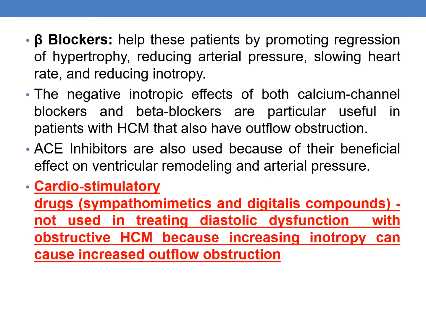Next are beta blockers. They help these patients by promoting regression of hypertrophy, reducing arterial pressure, lowering heart rate and reducing inotropy. The negative inotropic effects of both calcium channel blockers and beta blockers are particularly useful in patients with hypertrophic cardiomyopathy that also has outflow obstruction. ACE inhibitors are also used because of their beneficial effects on ventricular remodeling and arterial pressure.